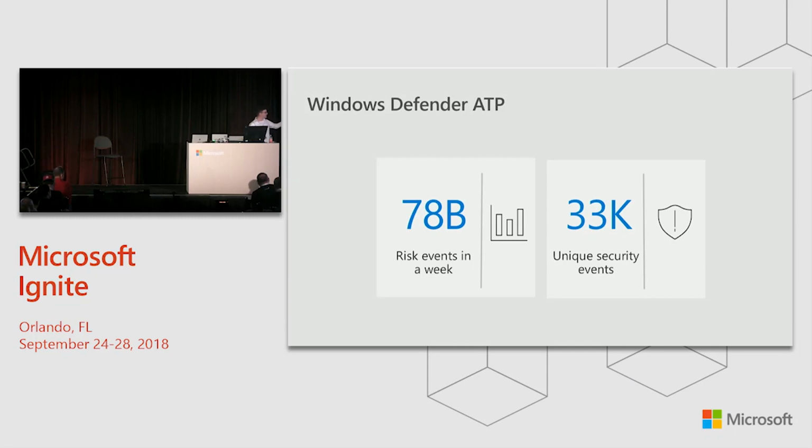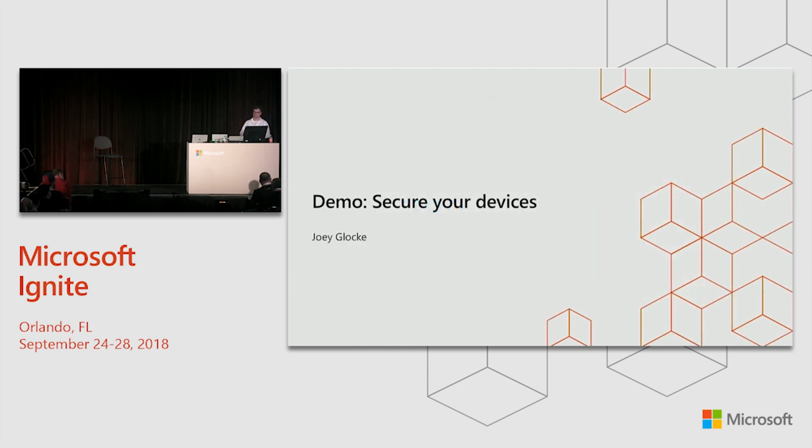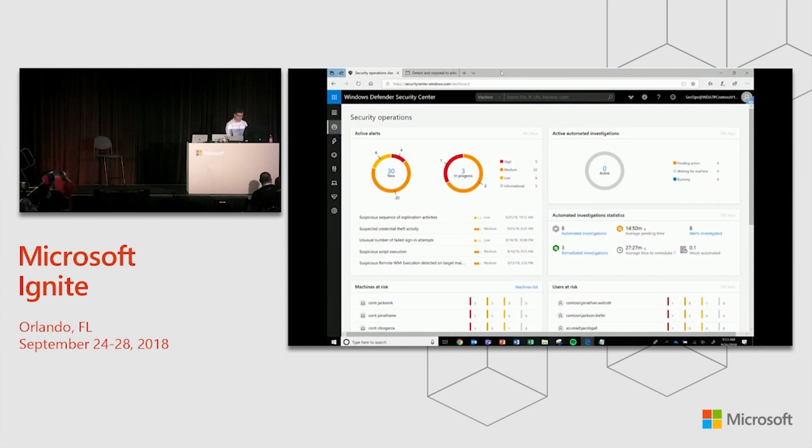That covered 33,000 unique security events. ATP is adding these events all the time. I just listed a couple. Another one is seeing active malware doing something on a machine. And we've been able to secure our devices by linking those two services, and I wanted to show you a quick demo of what that looks like.